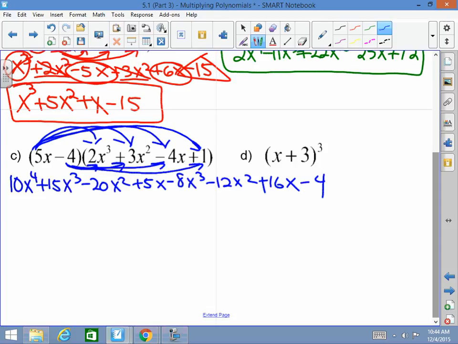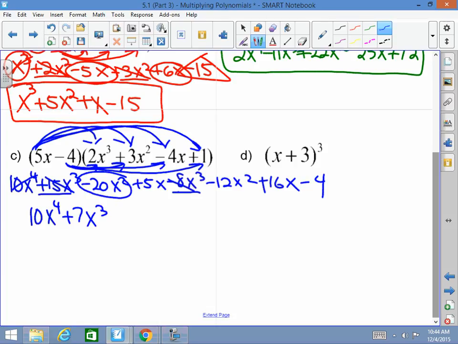Phenomenal, guys. Excellent. Now, let's clean it up. Do I have any other x to the fourths? No. So that's 10x to the fourth. Okay, I've got 15x cubed and negative 8x cubed. So that's 7x cubed. Awesome. You guys are on fire. I'm very proud of you.